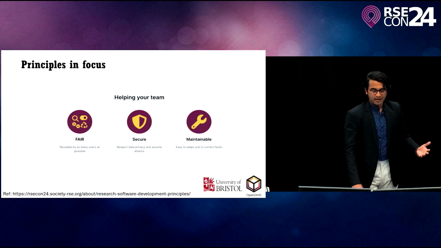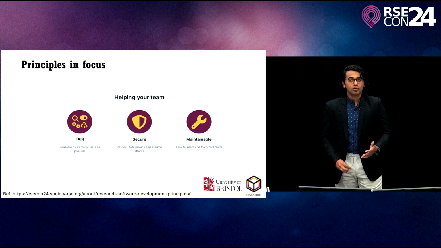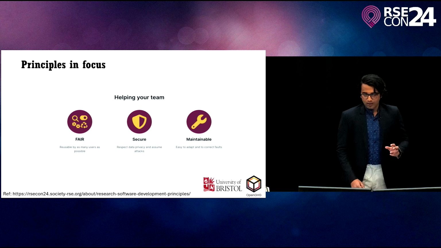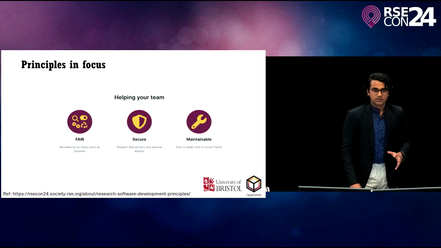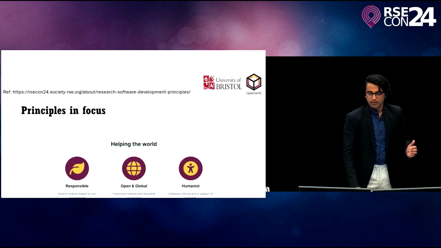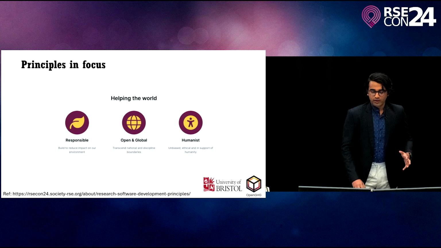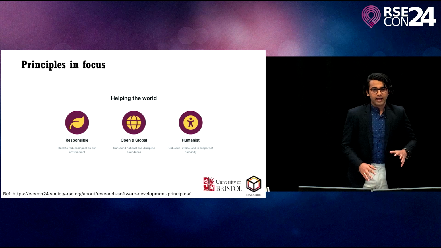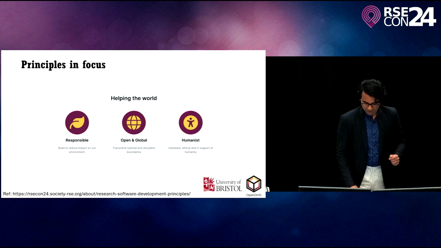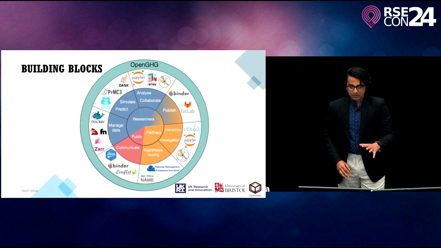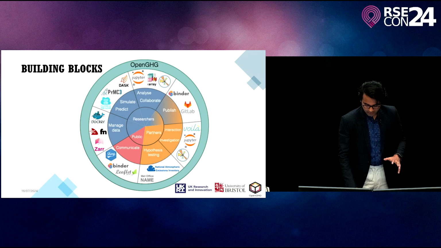These are some principles that are in focus, which are also in line with the RSE 24 principles. So it is reusable. All the data is secure, stored on the HPC networks, for example, the JASMIN network, which is being handled by the government. The software itself is maintainable. We are following all the responsible practices, and anyone around the globe can install this OpenGHG software, and we follow all the ethical norms that are required. These are some of the building blocks that help us structure the OpenGHG framework.